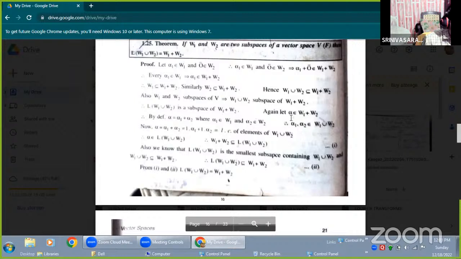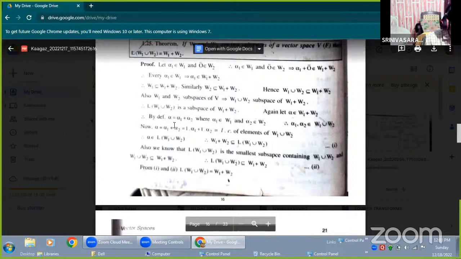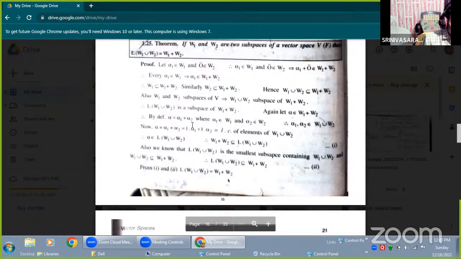Again, let alpha belong to the sum of the subspaces. By the definition of the sum, we take alpha 1 belongs to W1 and alpha 2 belongs to W2. Therefore, alpha can be written as a linear combination of vectors. Here alpha equals alpha 1 plus alpha 2. Particularly, this is 1 into alpha 1 plus 1 into alpha 2. This is the linear combination.